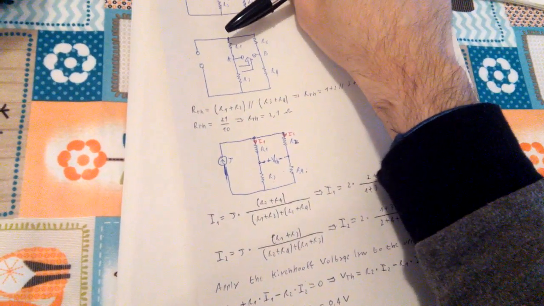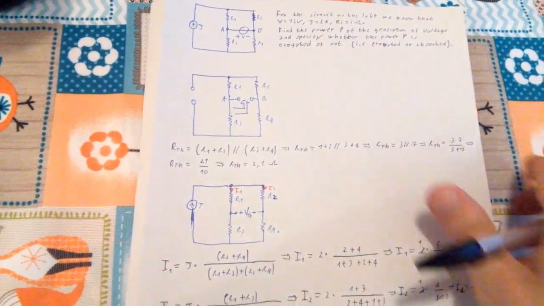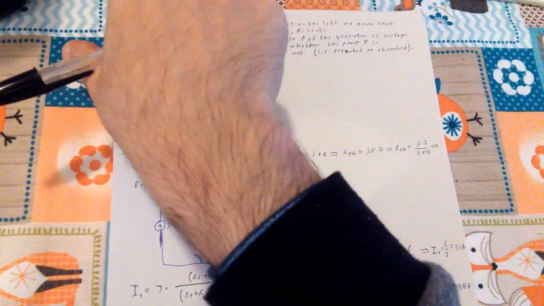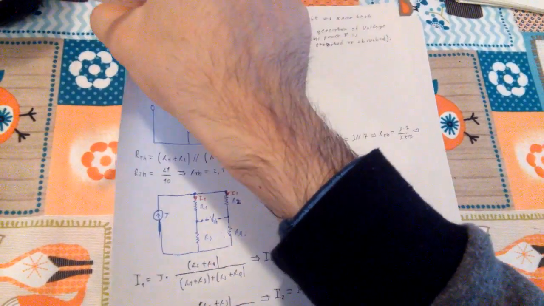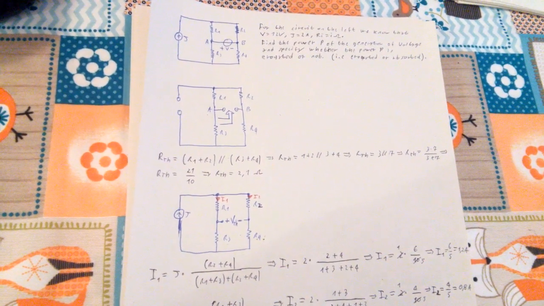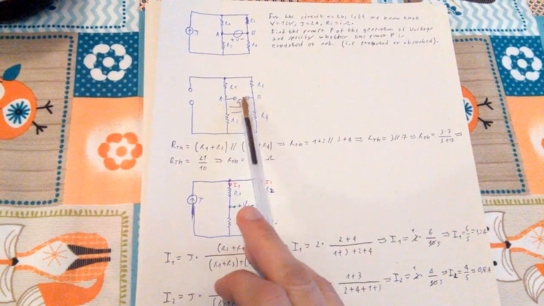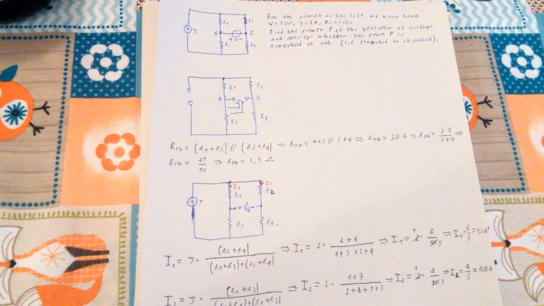I'm just gonna continue on the other page. Now I don't have space, but I can now draw the Thevenin equivalent circuit at AB, like here.